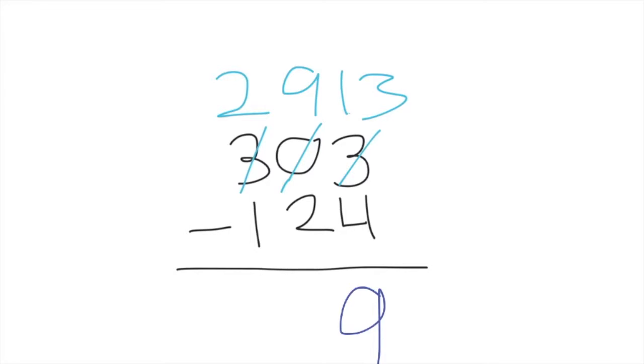9 minus 2 is 7. 7 plus 2 is 9. And then 2 minus 1 is 1. 1 plus 2 is 2. So our answer is 179.